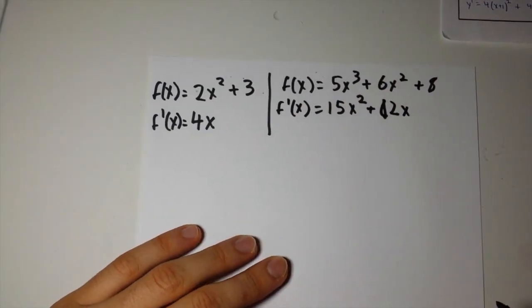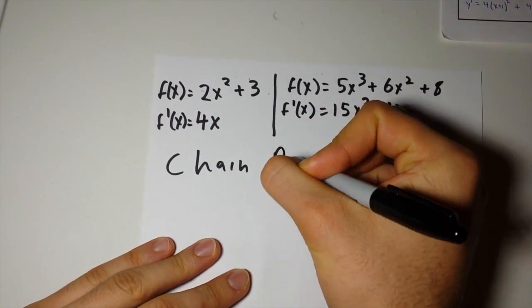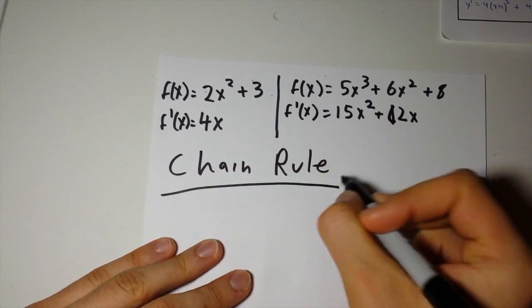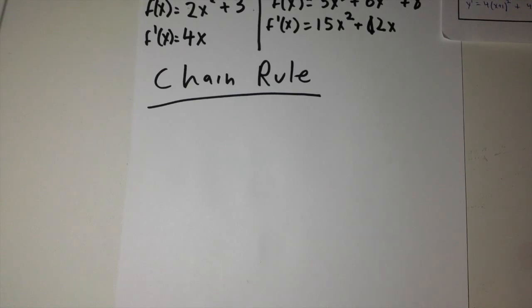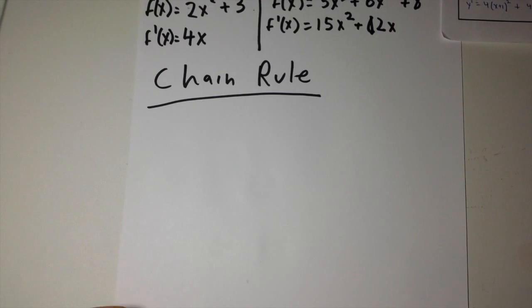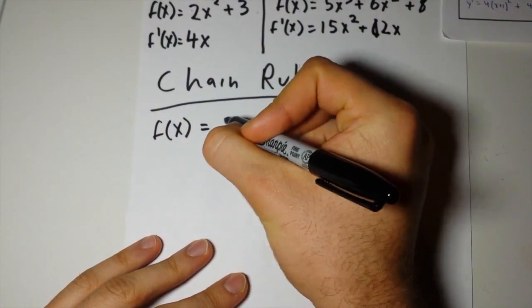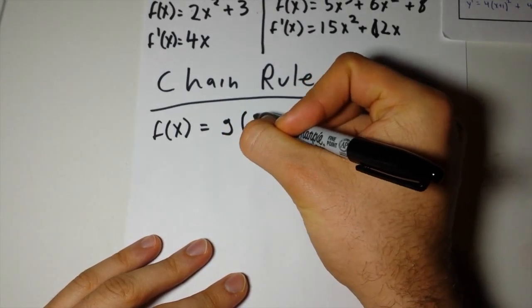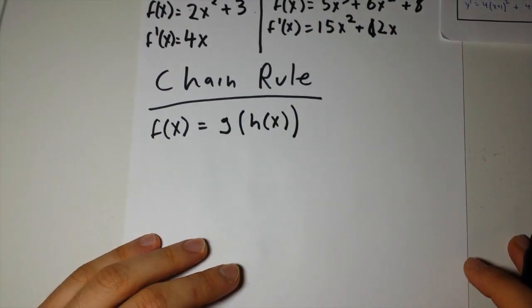Okay, now to move on to the new stuff, the interesting and fun chain rule. So this is an important rule for differentiating functions that are known as compound functions. And a compound function is defined as a function whose values are found from applying one function to the result of another. And they're usually seen in the form f of x is equal to g of h of x. So this is our compound function.